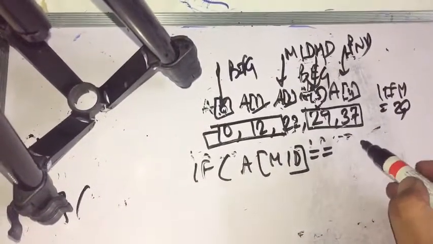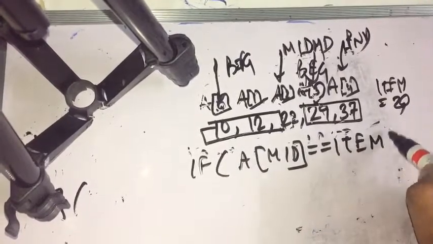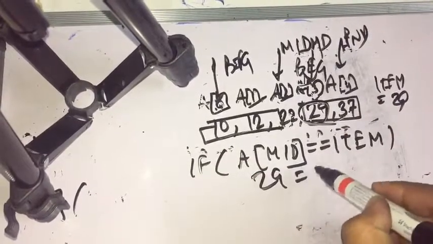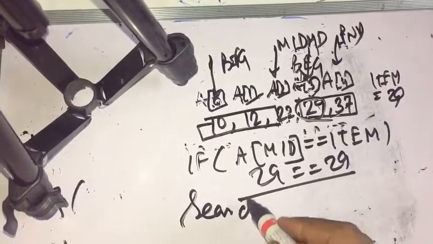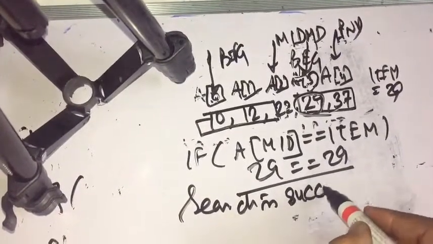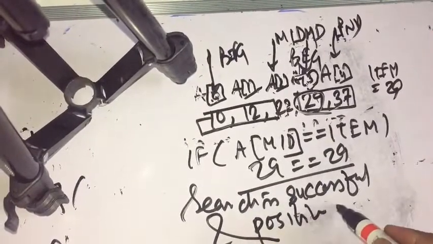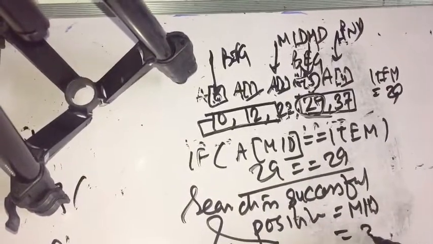Now after the while loop, a of mid equal to item? A of mid here, a of mid equal to the position. A of mid is 29 and the item is 29, so the search is successful, and definitely the position is mid, that is the third position of the array.